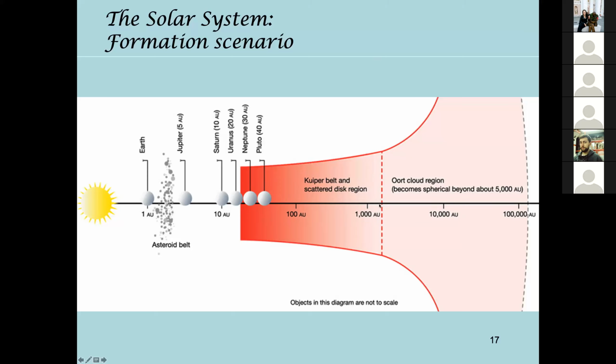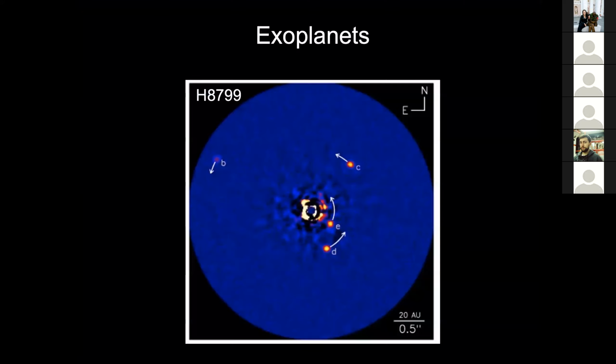And I always like to connect to what I said yesterday about the centrifugal radius: if you do this simple calculation of equating the centrifugal force with the gravitational force in a typical dense core that we see, you end up with this 1000 AU, which maybe is just a coincidence, but it's interesting. So I move on, unless you have questions, and I now want to talk about exoplanets.